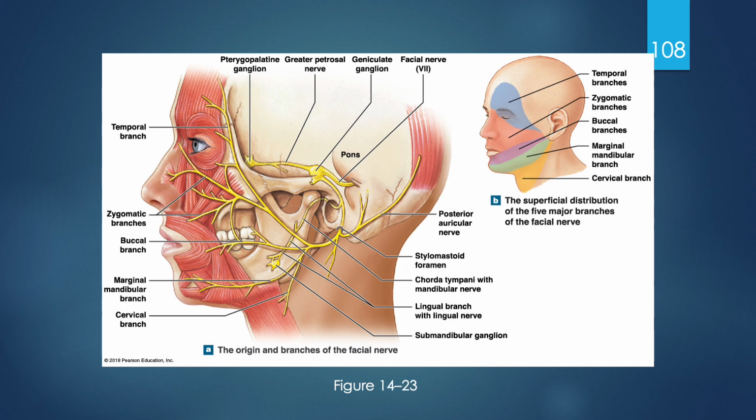Figure 14-23 shows you the origin and the branches of the facial nerve, but what I'd like you to focus on in this image is the smaller image at the top right, which shows you the distribution of those nerves and how it innervates the majority of the face. You can see in blue how the temporal branches are covering part of the eye, and then the zygomatic branches are going to cover the majority of the cheek and nose. And then there's that small strip of the buccal branches because that heads towards the lips and mouth. And then the marginal mandibular branch hits your jaw, whereas the cervical branch, of course, is going to be innervating more of your neck.